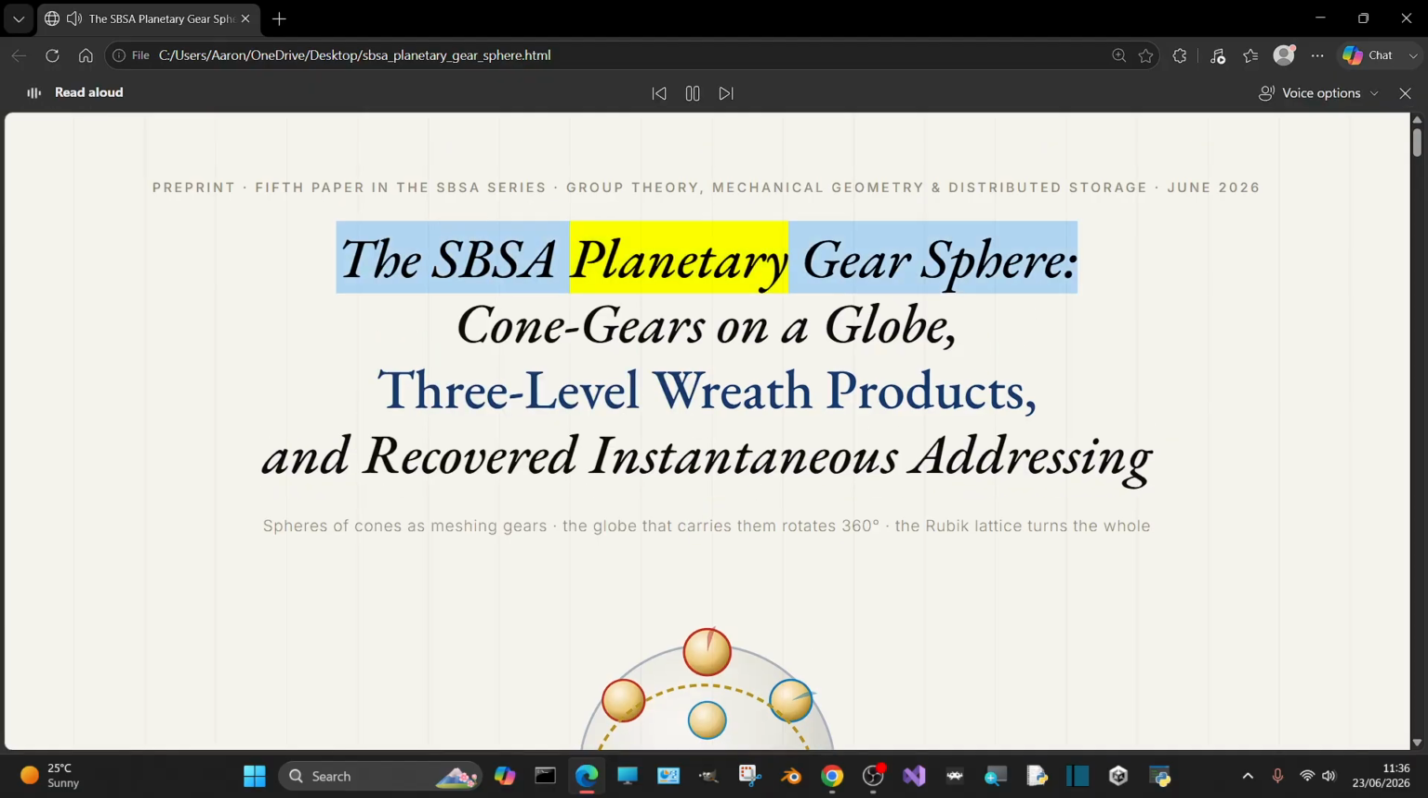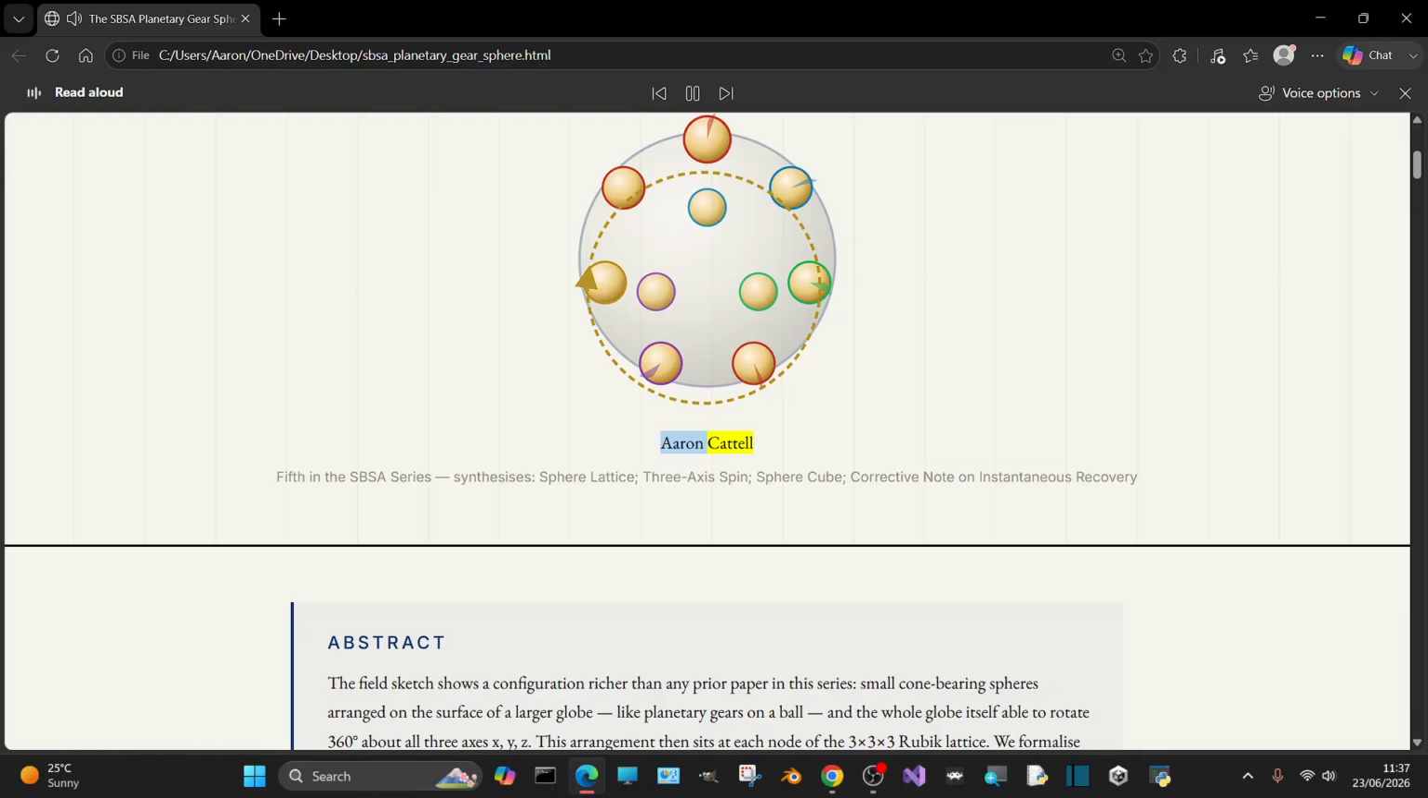The SBSA Planetary Gear Sphere: cone gears on a globe, 3-level Wreath products, and recovered instantaneous addressing. Spheres of cones as meshing gears times the globe that carries them rotates 360 degrees times the Rubik lattice turns the whole. Cattell. Fifth in the SBSA series, synthesizes sphere lattice, 3-axis spin, sphere cube, corrective note on instantaneous recovery.